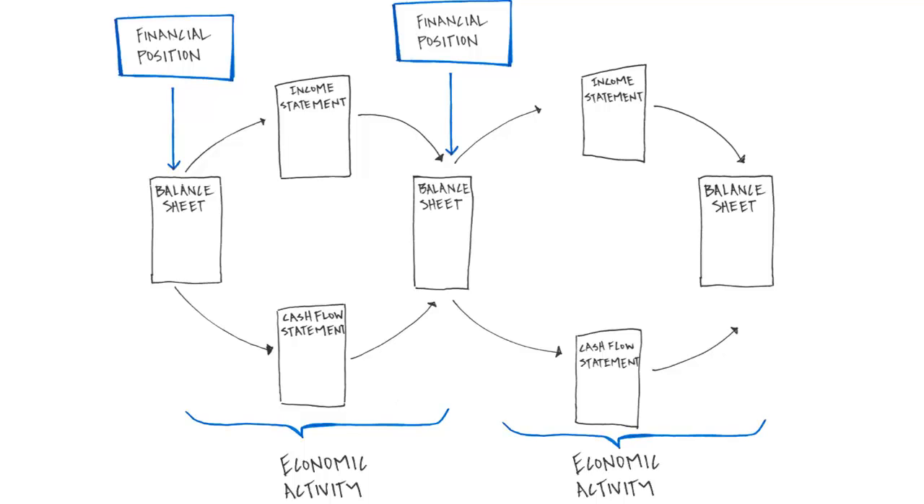The difference is that your income statement shows economic activity on an accrual basis, and the cash flow statement shows economic activity on a cash basis. And to explore that further, we can move on to the income statement. But for the time being, we're done with the balance sheet.